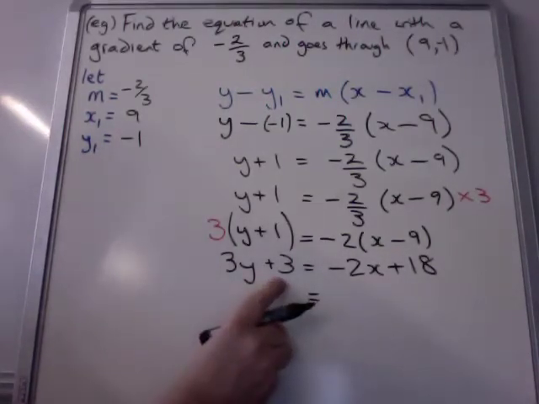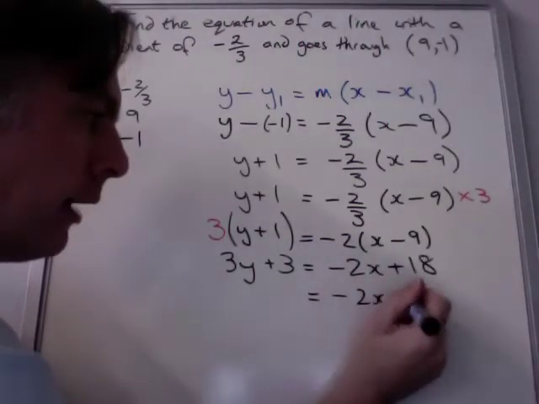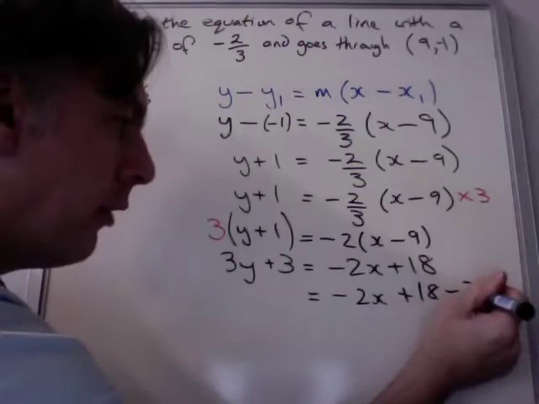Let's get rid of this one. I have a plus 3. How do I get rid of it? That's right. I would minus 3 from both sides. So here we go. Minus 2x plus 18 minus 3.